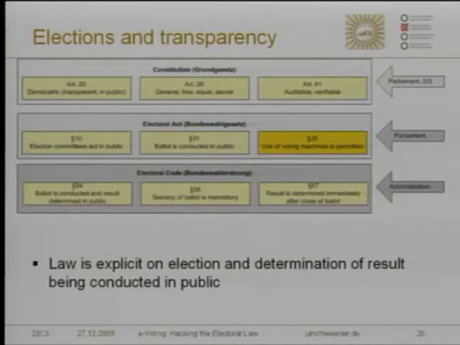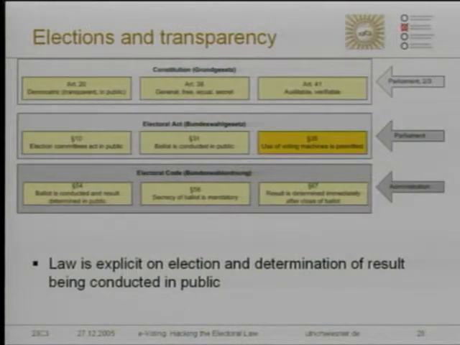how it is implemented in Germany, the election principles, you have at the very top the Basic Law, the constitution, and there you have these principles like auditable, verifiable, general, free, equal, secret, and that can't be changed without a two-thirds majority in the parliament. Underneath there's the Electoral Act, which can be decided by the parliament with a simple majority. And in this Electoral Act, it says the use of voting machines is permitted. It doesn't say that voting machines need to violate any of the election principles.